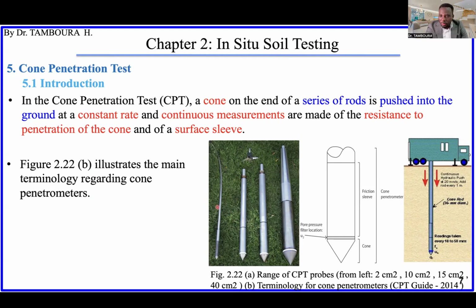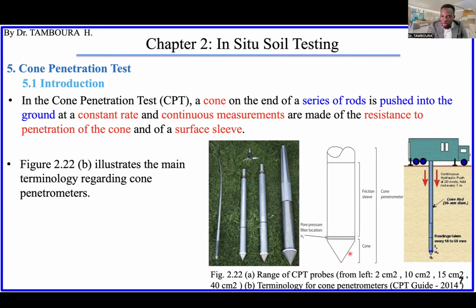We can see here that there are several types of cone. This is the cone; as you can see, the shape is like a cone. This is being pushed in the ground, and this part is the cone. There is one rod here. As you may guess, once we push, at the end of this rod we have to add a new one to push it continuously in the ground. We can see some terminology here.